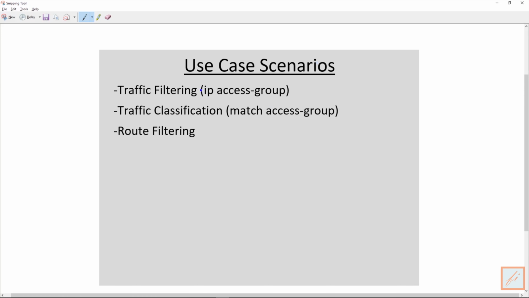You can apply this ACL feature in various scenarios. The first one is traffic filtering. You can commonly use it in a firewall to filter traffic using an IP access group, like here. The next one is traffic classification, in order to classify the traffic using a match access group. The next one is route filtering. This route filtering feature you can use combined with routing protocols to manipulate traffic flows, and to reduce the memory utilization in IOS routers.